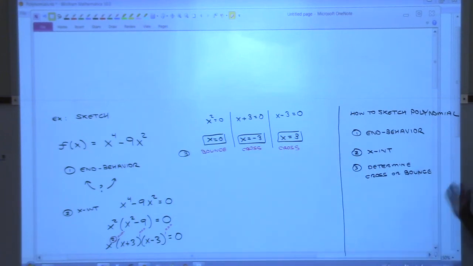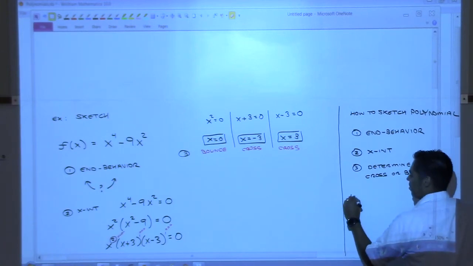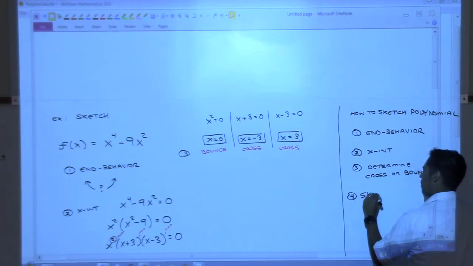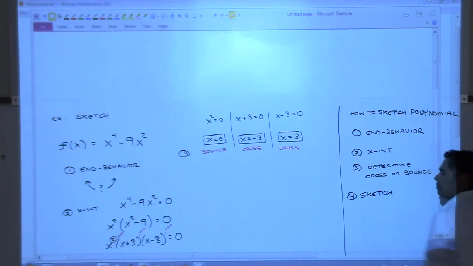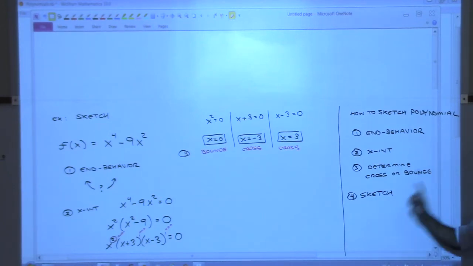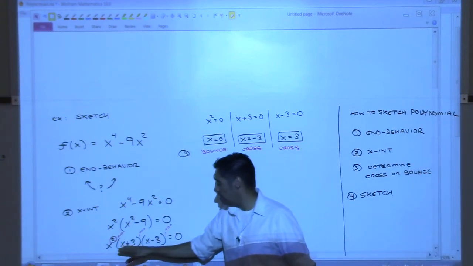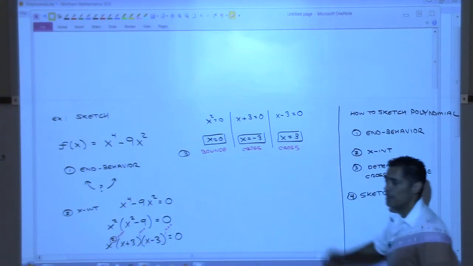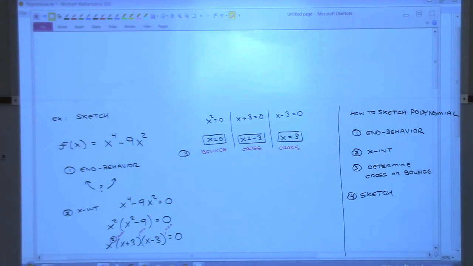I'm not going to put it up here for us. All right, so in a 1414 class, usually we put like determine the multiplicity of the factor. But here I'm going to say determine if it crosses or bounces. All right, and then the fourth step is to do your sketch. So really it's not a long process for the polynomials as long as you can factor it and determine the multiplicities, then it's pretty straightforward.